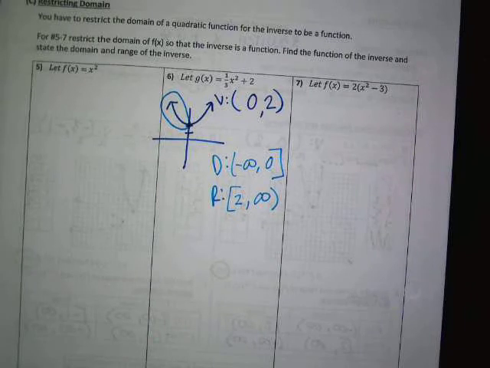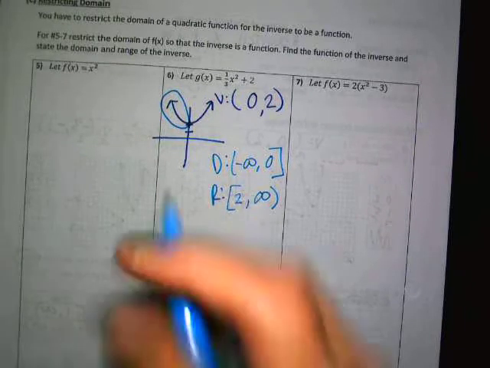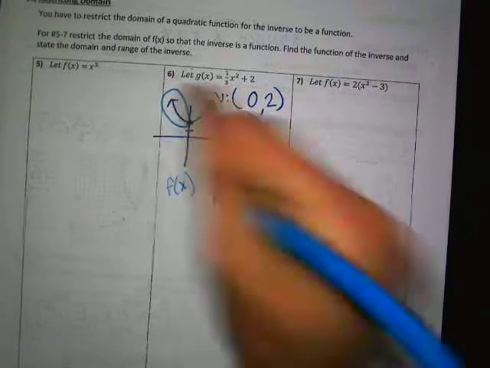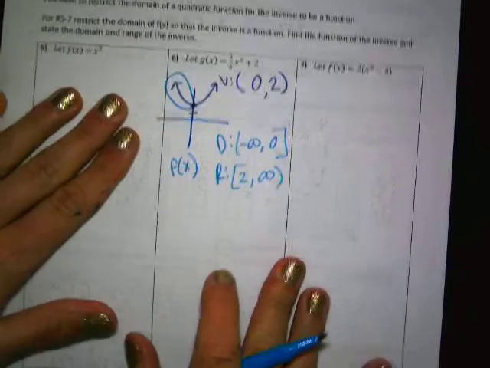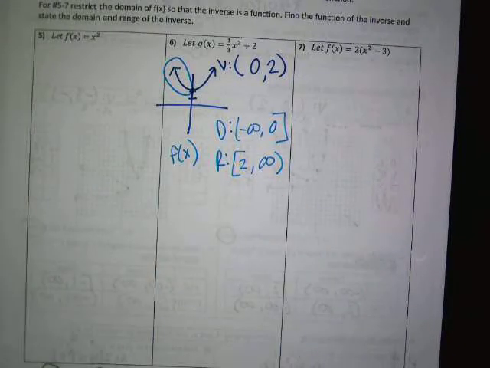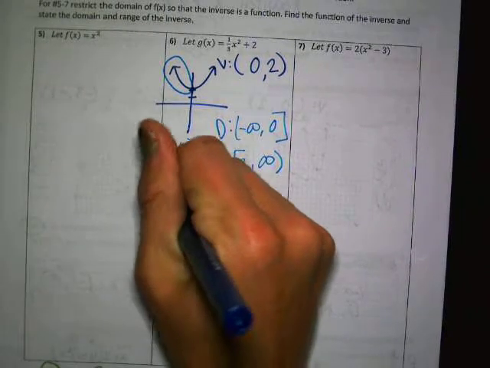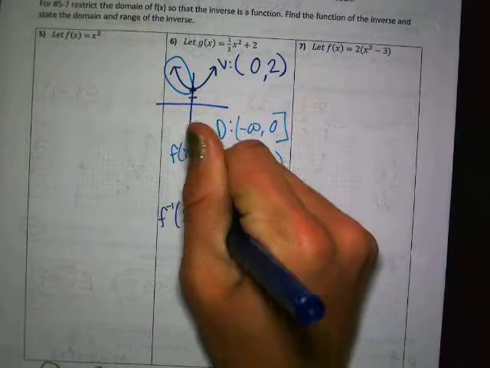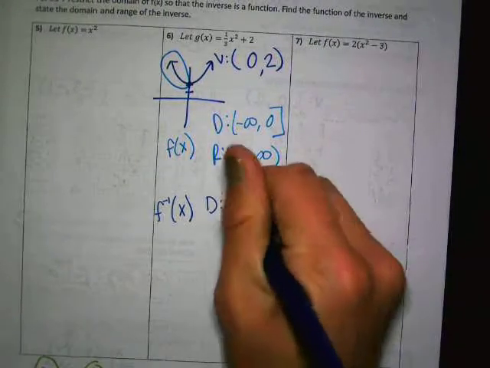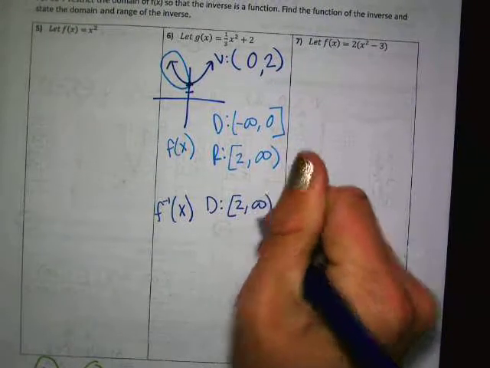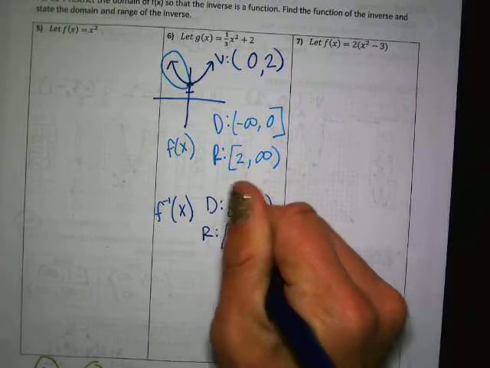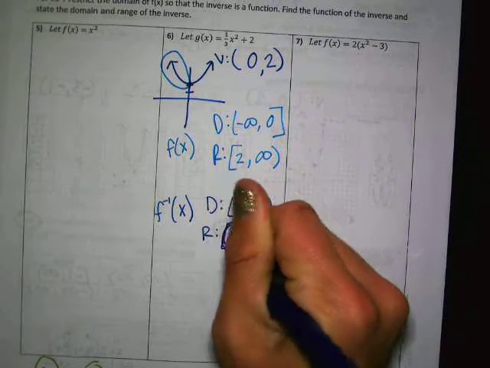All right. So if this is the domain and the range of the original, what would be the domain and the range of the inverse? So you just swap it. Good. So the domain of the inverse is going to be 2 to infinity, and the range is going to be negative infinity to 0.